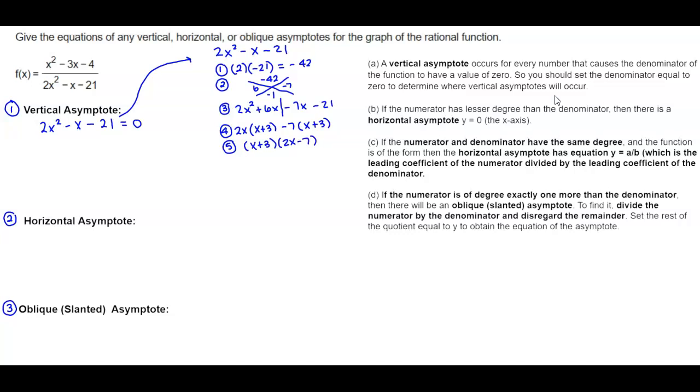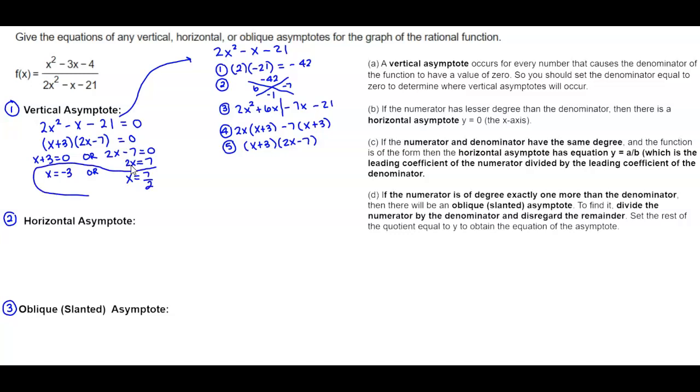So now that we know the factored form, we're going to bring it back over here. So now we know that this is x plus 3 times 2x minus 7. Now we're going to solve both of those for x, and those are going to be our vertical asymptotes. So we're going to let x plus 3 equals 0, or 2x minus 7 equals 0. On the left side, if we subtract 3 from both sides, we get x equals negative 3. And on the right side, if we add 7 to both sides, we get 2x equals 7. Divide both sides by 2, and then x equals 7 over 2.